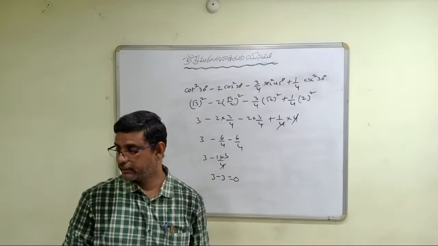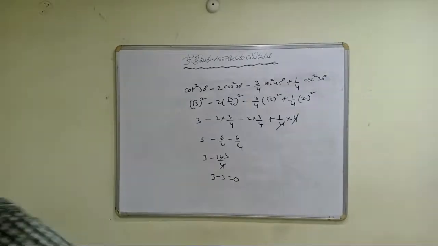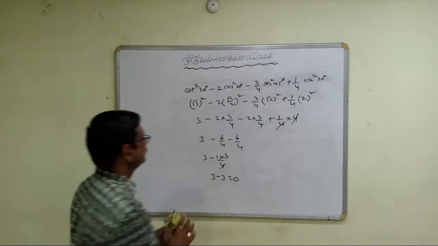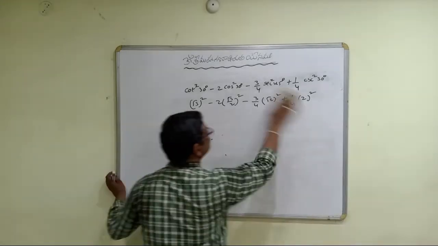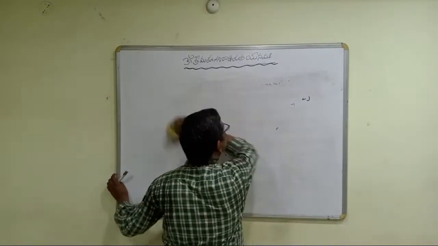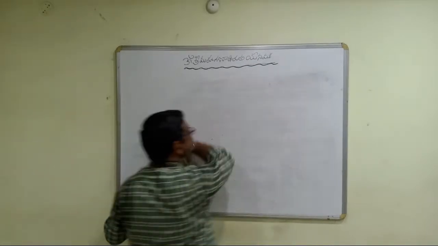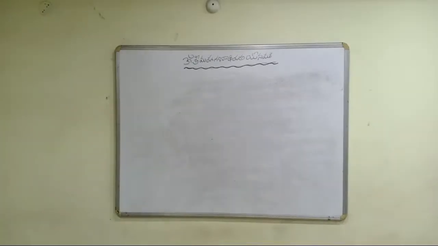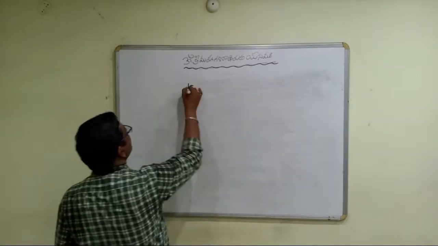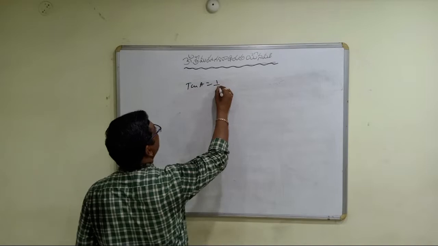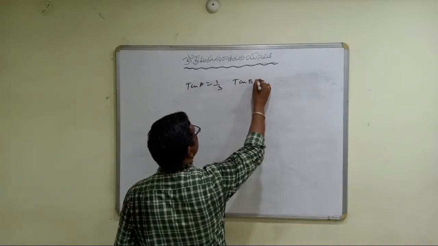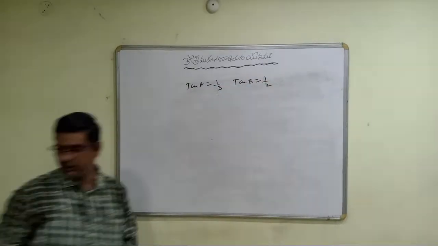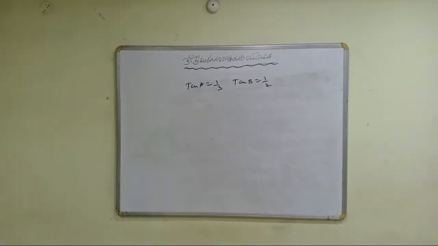Okay. Can I go ahead with another one, a different problem on this? Now, see. Tan A is 1 by 3, tan B is 1 by 2. It is given that tan A is 1 by 3, tan B is 1 by 2.